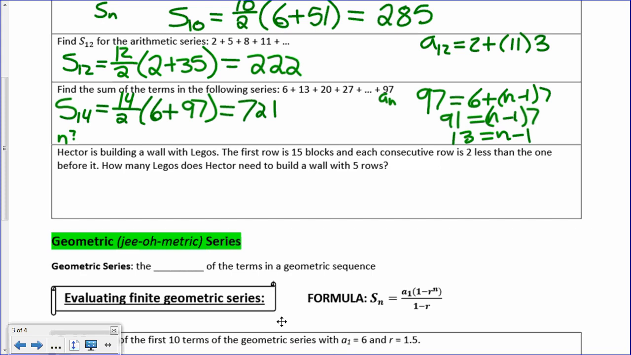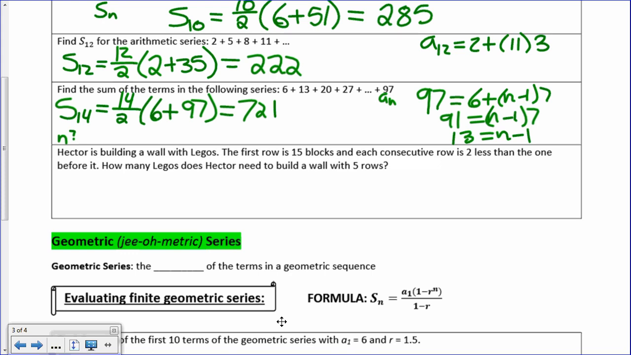Right, so 3 different levels of how you guys will see these questions being asked. Again, if you're missing something that you needed, go back to the formula that we learned last time and solve it. Right, then we have a word problem here. We're building a wall with Legos. The first row is going to be 15 blocks, and then each consecutive row going up is 2 less than the one before it. I want to know how many Legos total does this person need to build a wall with 5 rows.